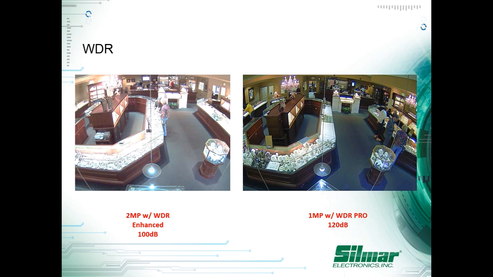In the example to the left, we have a 2 megapixel wide dynamic range camera with only 100 decibels of wide dynamic range. And to the right, we have a 1 megapixel camera with 120 decibel wide dynamic range. What we want you to note is the image to the left in the vestibule where the jewelry is held. You can barely see any details. Although it's a 2 megapixel camera and the image should have had more clarity, the problem in this picture isn't clarity, it's the light. So with a lower megapixel camera with better wide dynamic range, as you can see to the right, you are able to distinguish where the jewelry starts and ends.